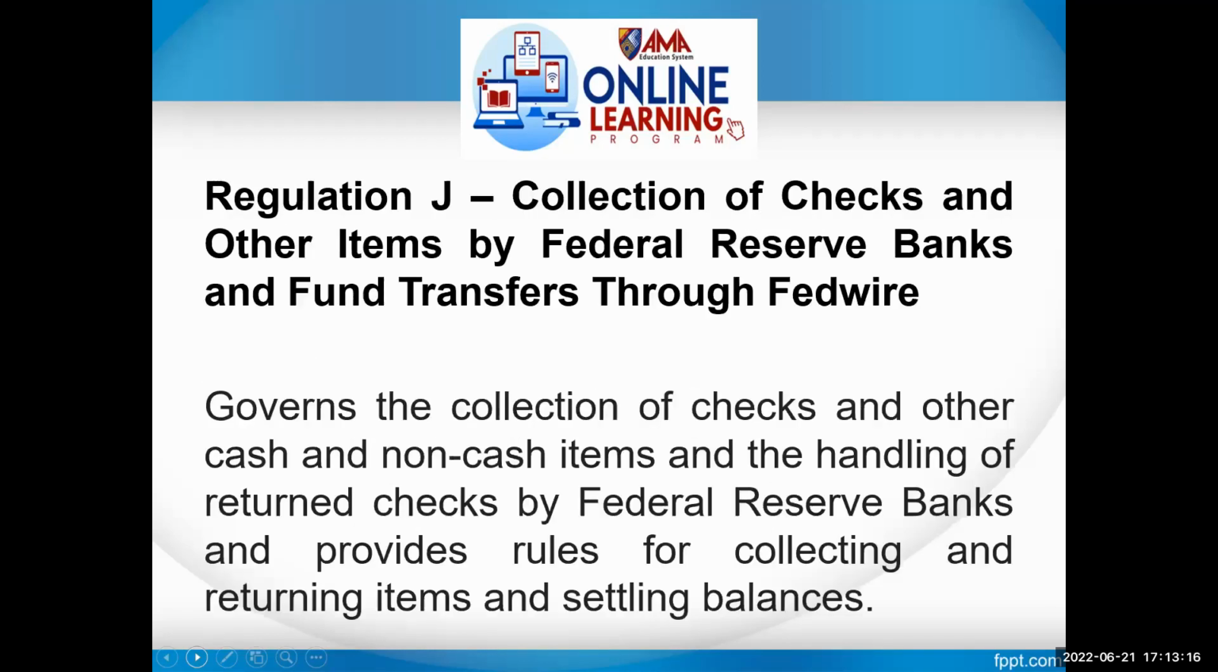So we go to Regulation J, collection of checks and other items by Federal Reserve banks and fund transfers through FedWire. It governs the collection of checks and other cash and non-cash items and the handling of returned checks by Federal Reserve banks, and provides rules for collecting and returning items and settling balances. So Regulation J provides rules for collecting, returning items, and settling the balances.